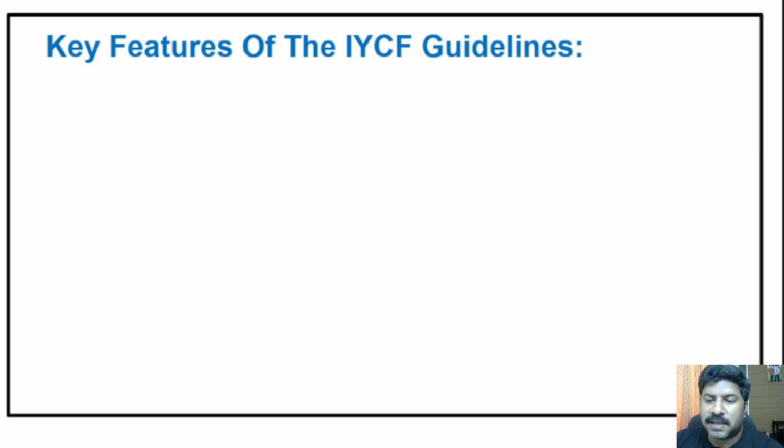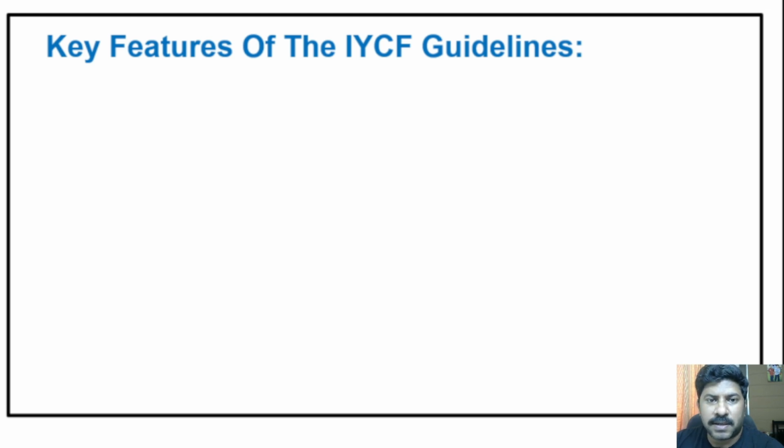Another thing is adequate intake of micronutrients. The IYCF guidelines stress the importance of providing infants and young children with adequate micronutrients that include iron, zinc, vitamin A, etc. to prevent deficiencies. This can be achieved through appropriate complementary feeding.